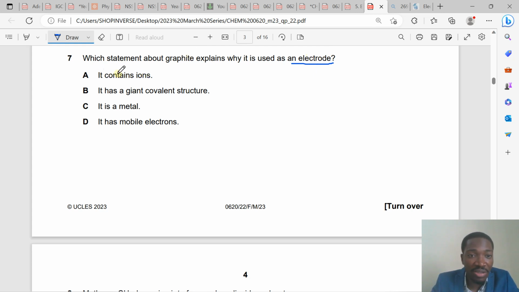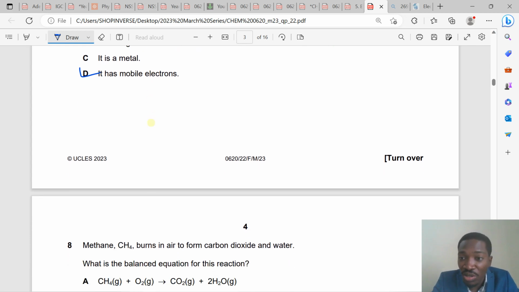It contains ions. No, it has a giant covalent structure. No, it is a metal. Carbon is not a metal. Okay. Graphite is not a metal. It has mobile electrons. Good. So that makes D the correct answer to question 7. We go straight to question 8.